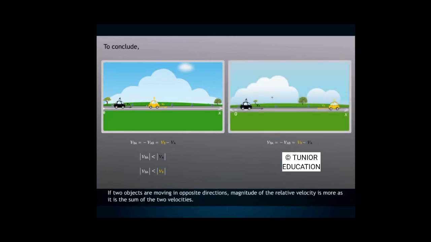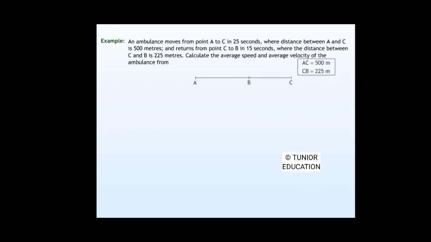If two objects are moving in opposite directions, the magnitude of the relative velocity is more, as it is the sum of the two velocities. An ambulance moves from point A to C in 25 seconds, where the distance between A and C is 500 meters, and returns from point C to B in 15 seconds, where the distance between C and B is 225 meters. Calculate the average speed and average velocity of the ambulance from A to C and back to B.